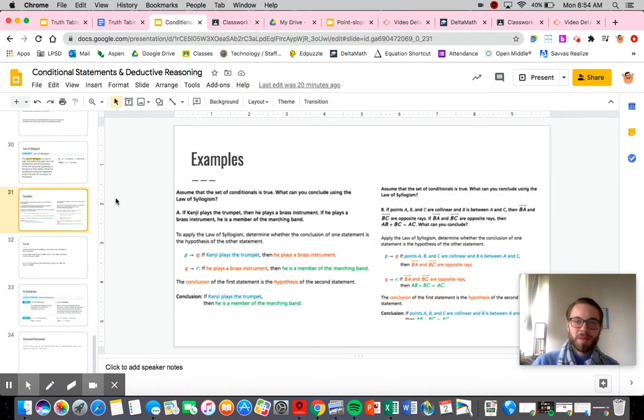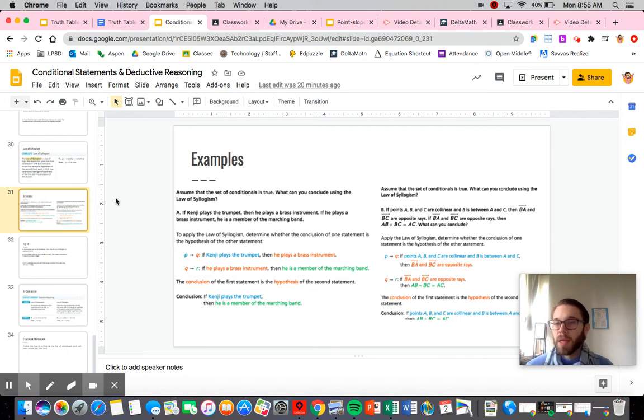So here we have a couple quick examples. Assuming that the set of conditionals are true, what can we conclude about the law of syllogism? If Kenji plays the trumpet, then he plays a brass instrument. If he plays a brass instrument, then he's a member of the marching band. So we can use them and combine them. If he plays the trumpet, then he is a member of the marching band. That is truthful for this particular situation.